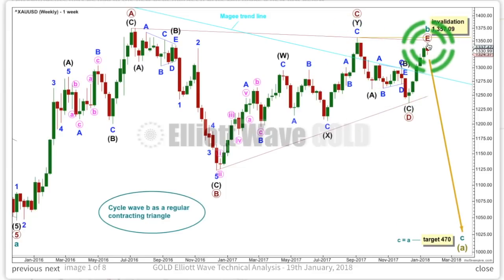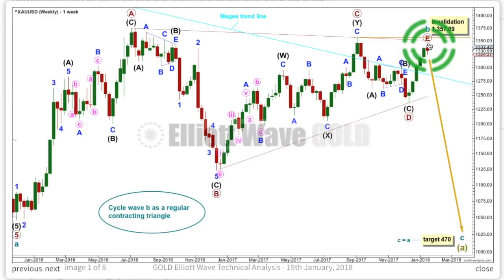This wave count fits all Elliott Wave rules and meets the guidelines for how a triangle most commonly unfolds, and regular contracting triangles are the most common type of Elliott Wave triangle. It's expecting that E is now over and we should be seeing an increase in downward momentum next week.